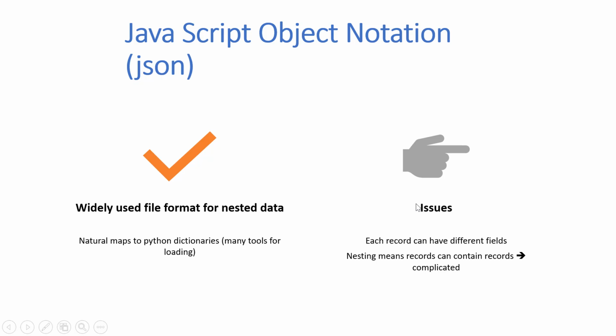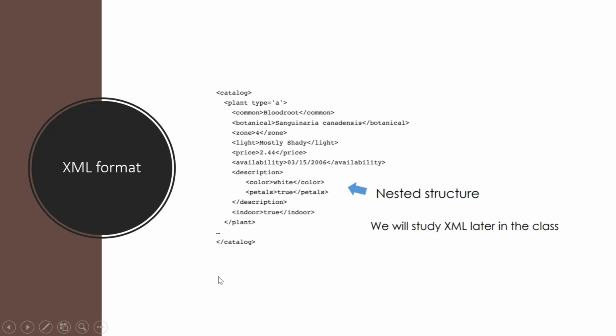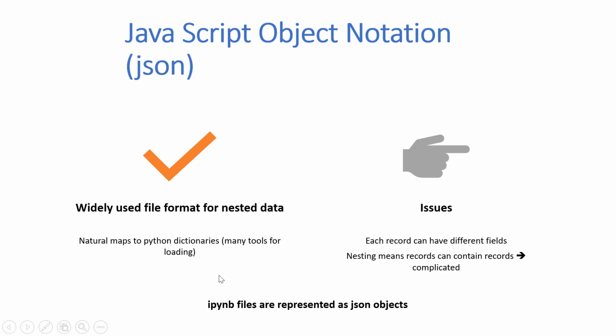The issues with JSON files are that each record can have different fields, and nesting means records can contain records and multiple records, and that can be very complicated. In fact, IPython notebooks are represented as JSON notebooks, so we can open up one of them in a little bit.